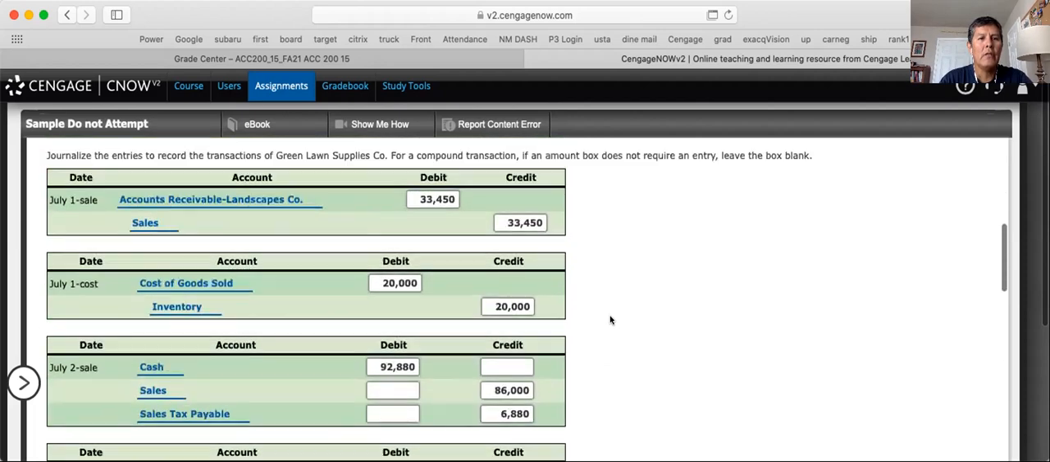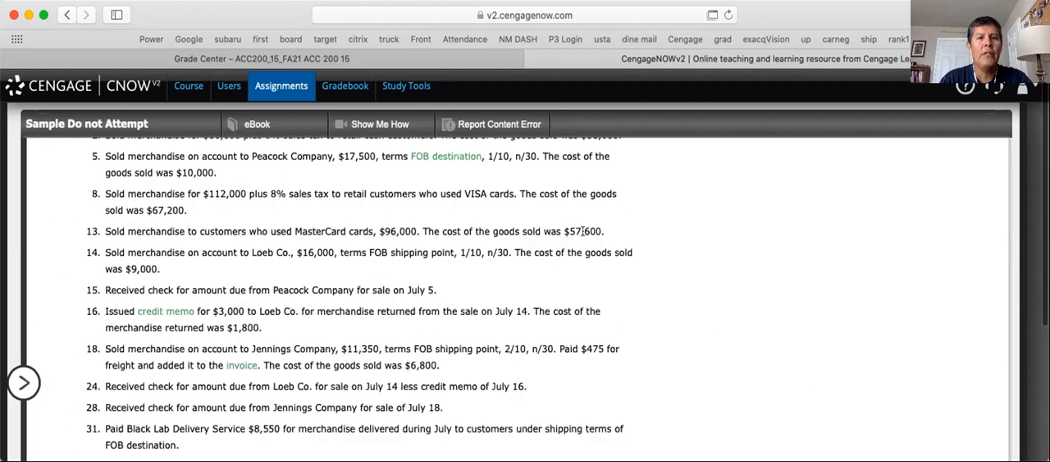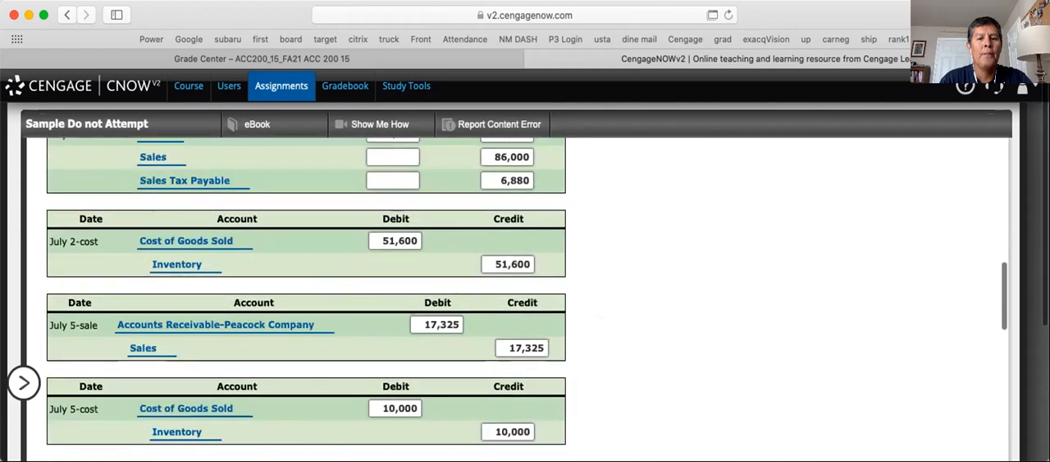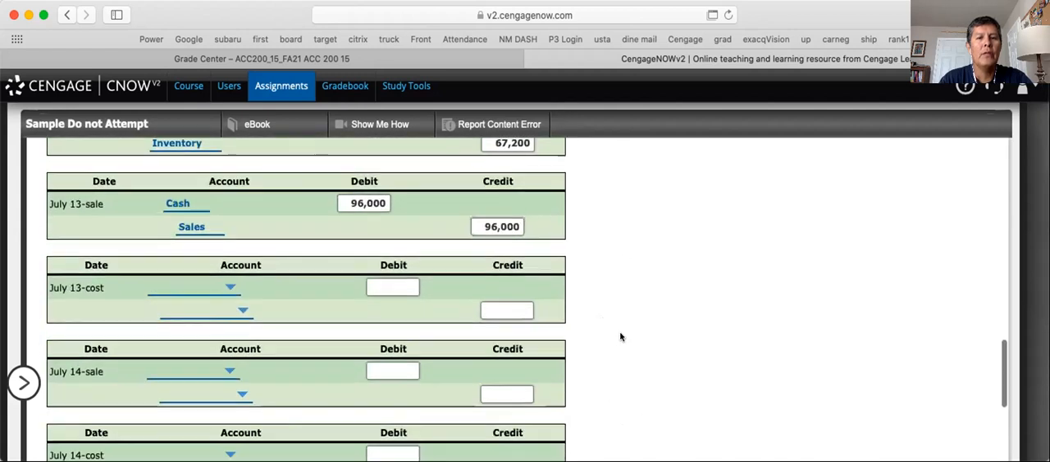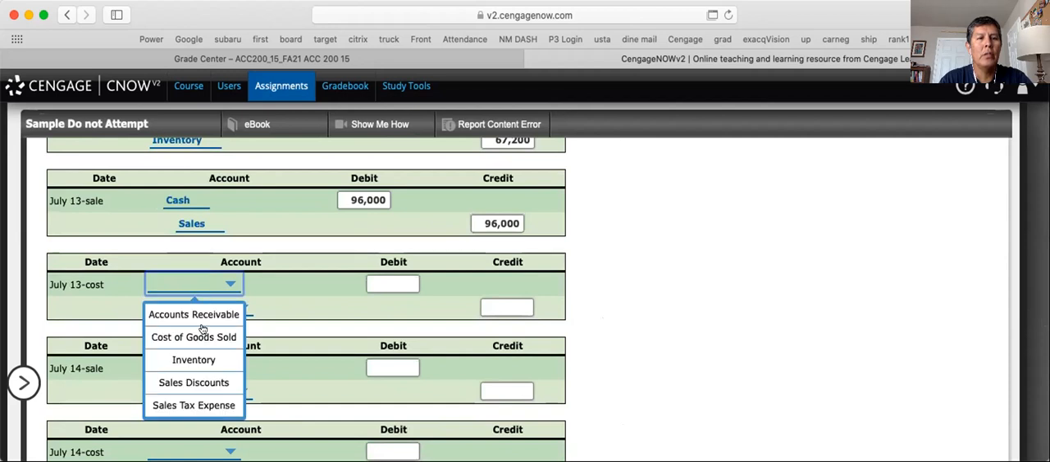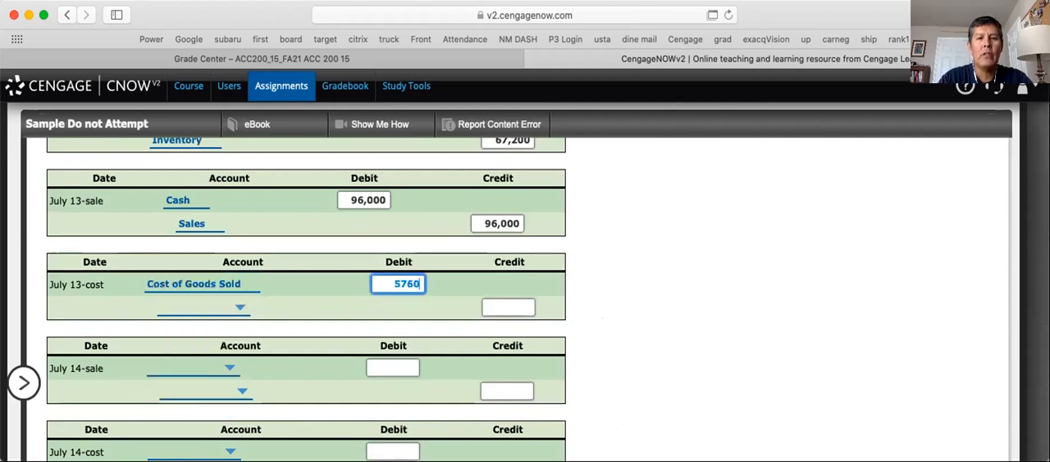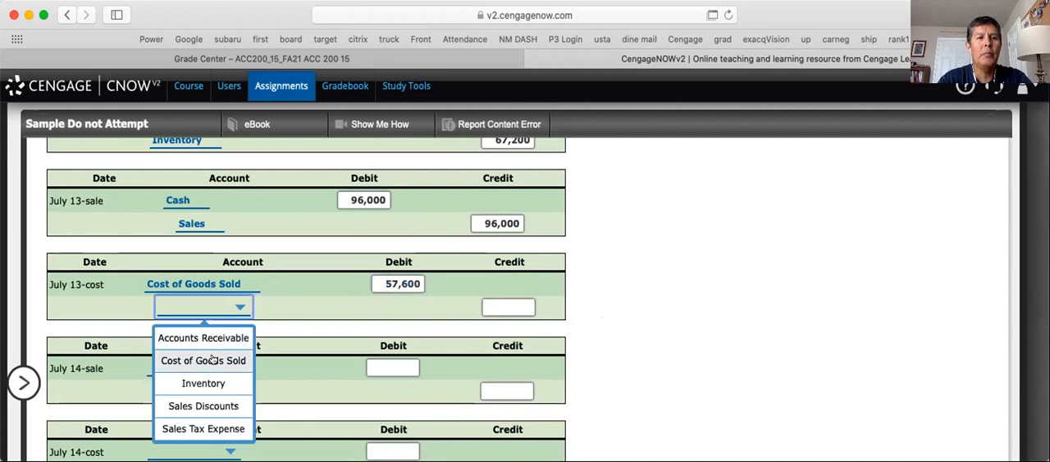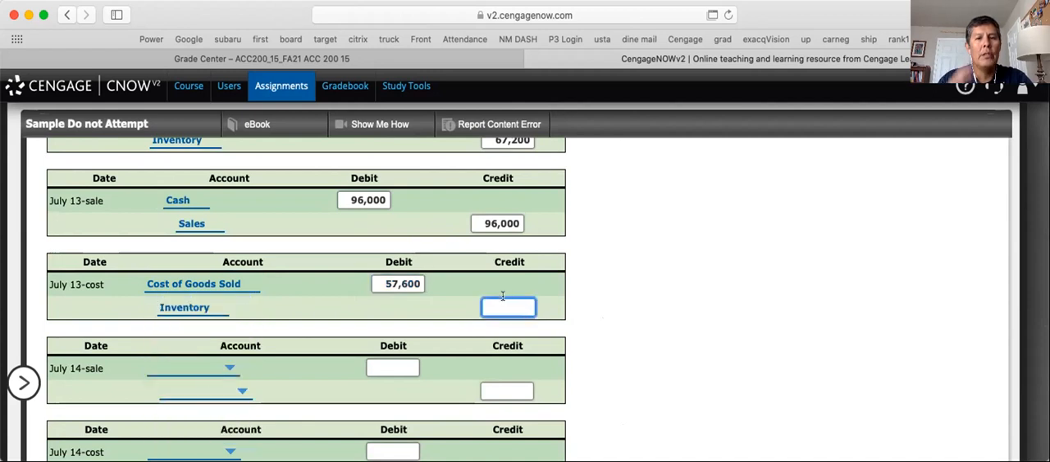Now we look at our cost of goods for that. So this will be cost of goods sold, $57,600. Then we're going to pull it out of inventory. Remember, our products are just sitting in inventory, which is an asset account. Once we pull it out of inventory, we send it to cost of goods sold because we're expensing it. We're saying this is how much it cost us to do this, $57,600.